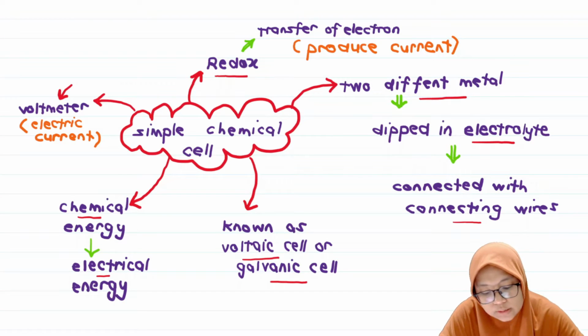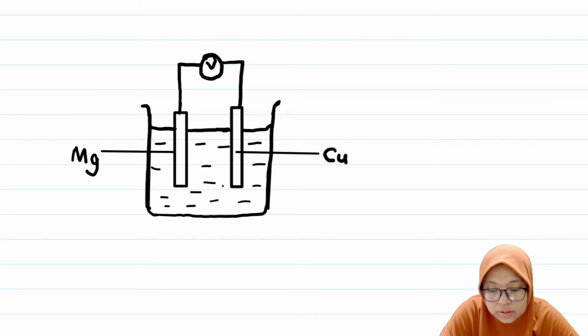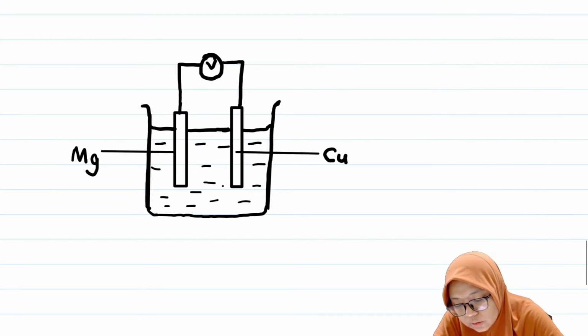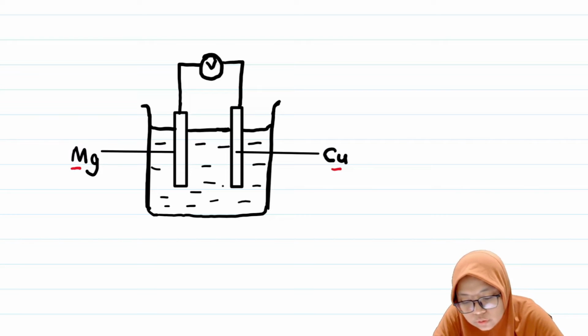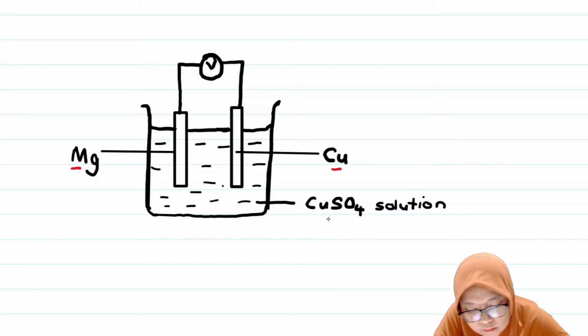So let's look at the first example. This is the setup of apparatus for a simple Voltaic cell where you have two different metals. In this case, we are using magnesium and copper metal. And then you have an electrolyte. The electrolyte that we use here is copper sulfate solution. So this is the electrolyte.